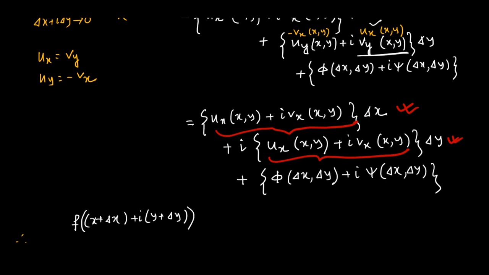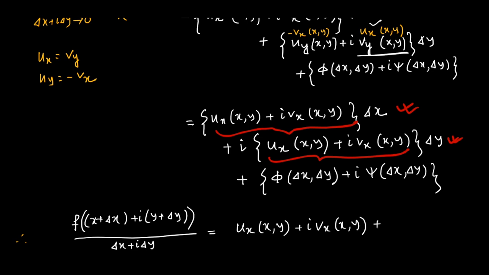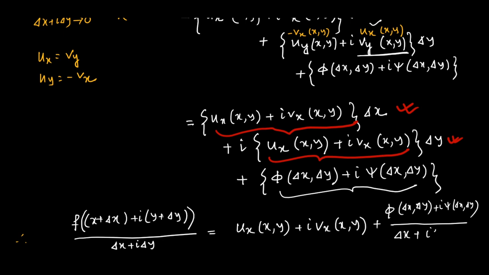Now, if I take this thing common, I will get a term like delta x plus i delta y. So if I divide both sides, delta x plus i delta y will be equal to nothing but ux(x,y) plus i into vx(x,y) plus this entire expression, phi(delta x, delta y) plus i psi(delta x, delta y), divided by delta x plus i delta y, because this will not get cancelled for this term.